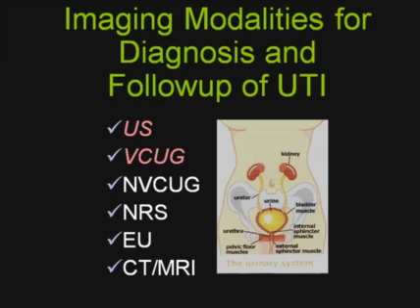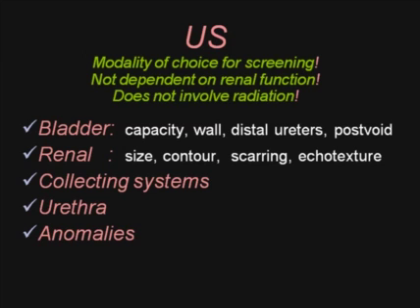There are multiple imaging modalities available for children with urinary tract infection at the time of diagnosis, as well as follow-up. Ultrasound is the modality of choice to begin the evaluation, and in many institutions, VCUG, voiding cystourethrography, is the next step. Some institutions use nucleocystograms. At times, one needs to use renal scans. Excretory urography is very rarely used, and for problem cases, we may resort to CT and MRI.